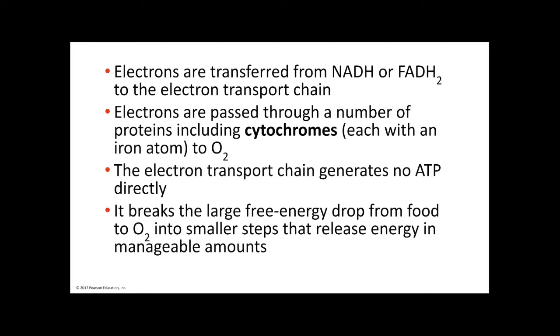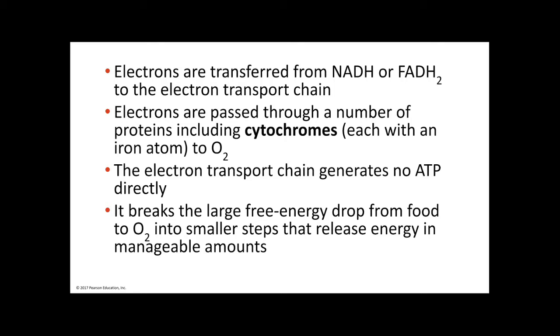So again, electrons, as they're being passed in the electron transport chain, are passed by a bunch of proteins, which are enzymes. Enzymes are proteins, and one of them is called the cytochromes. Each cytochrome will have an iron atom. And they will pass these electrons on to the oxygen. The oxygen will then pick up the hydrogen ions, which will combine to make water.